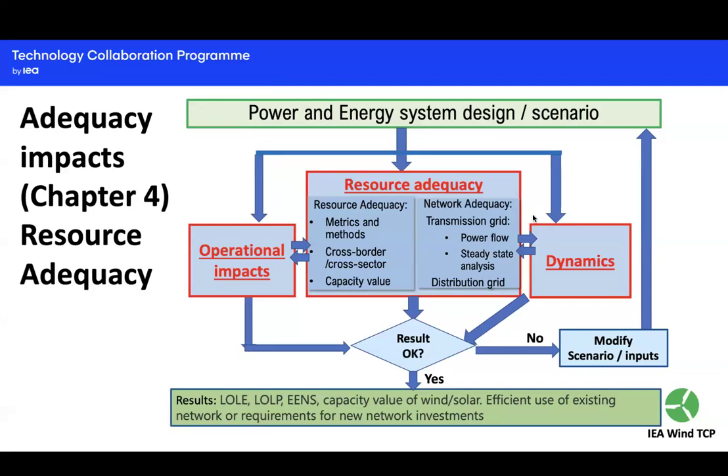Okay, so then going for the first check, whether the scenario that you have built is feasible. I've taken as a first check this box in the middle, resource adequacy. Resource adequacy is a lot about having enough generation and storage. But then network adequacy could also be here, for the transmission grid and the distribution grid, to check: do I have enough transmission and distribution built?